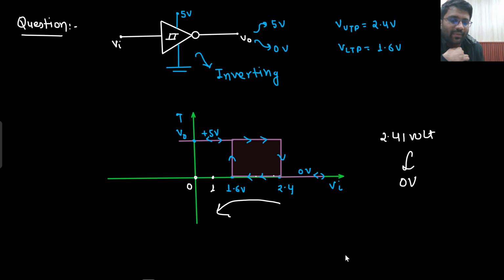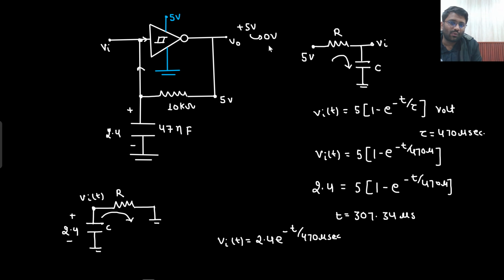Where would the transition take place? Let's say 2.4 has become 2.3, output is still 0. If your capacitor voltage has become 1.6 volt, then what will happen? The output will change from 0 to plus 5 volt when this 2.4 has become 1.6 volt.